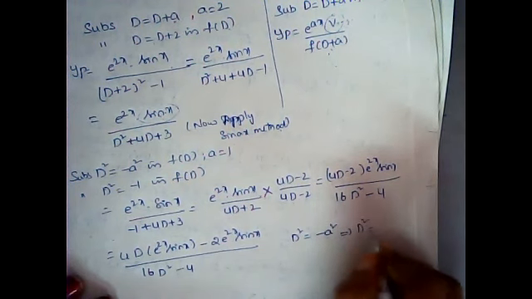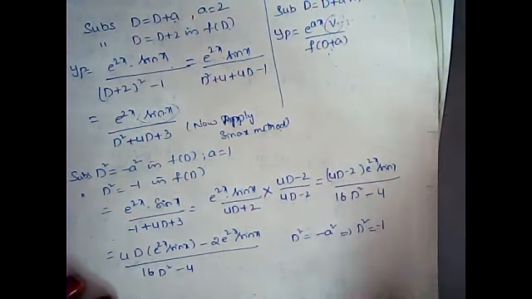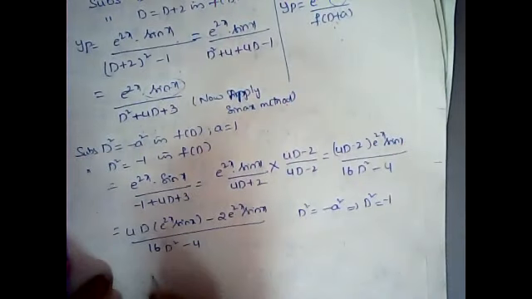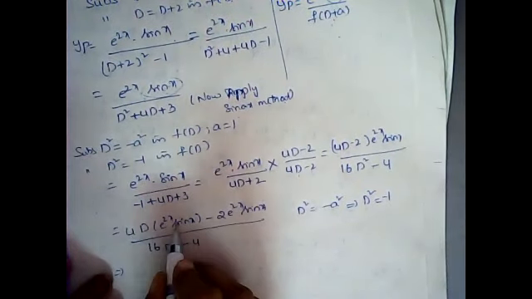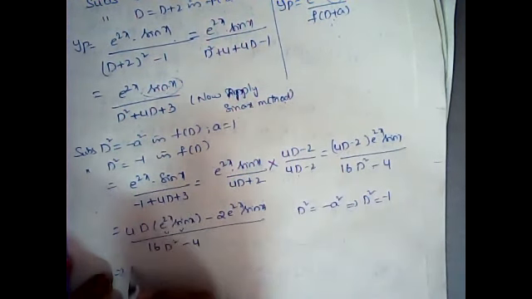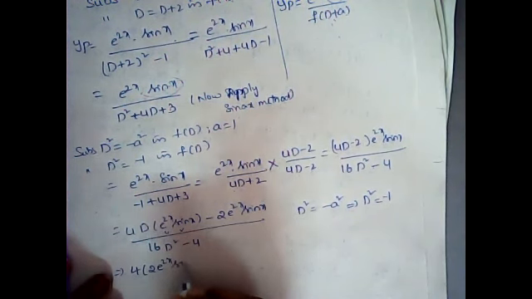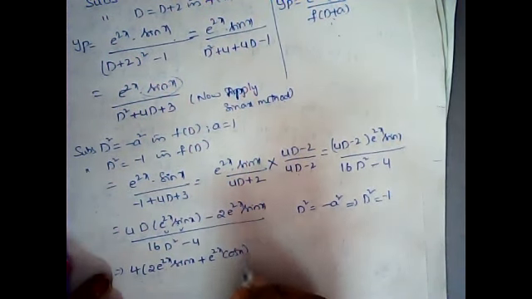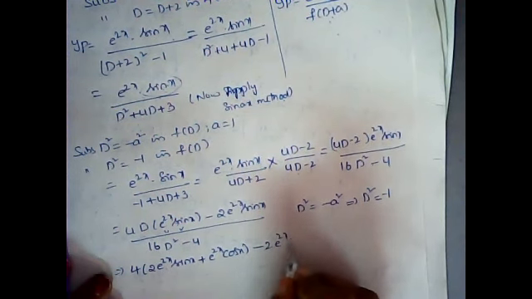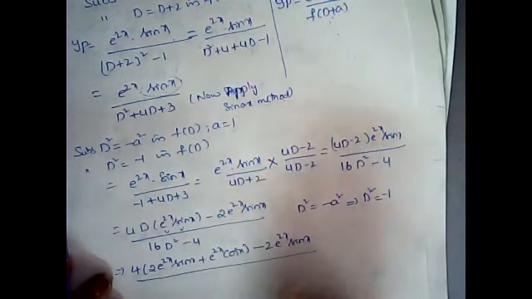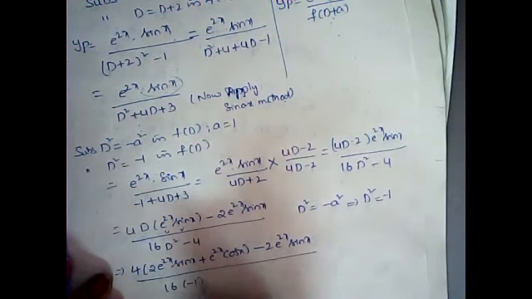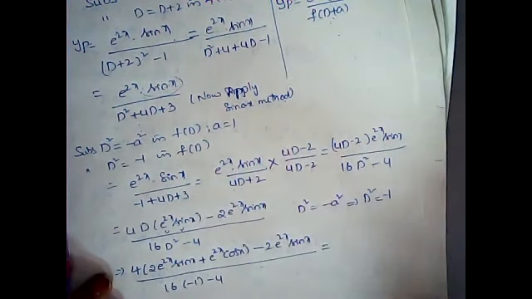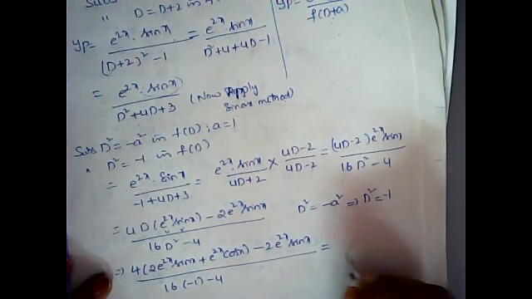Means D squared is equal to minus 1. Right? So minus 1, and do the differentiation also. So here, since we are having two terms, we need to apply the uv rule here. Okay. So 4 into differentiation of e power 2x is 2 e power 2x into sin x plus e power 2x into sin x differentiation is cos x, minus 2 e power 2x into sin x by 16 into minus 1 minus 4. So which is here minus 16 minus 4, which is minus 20.